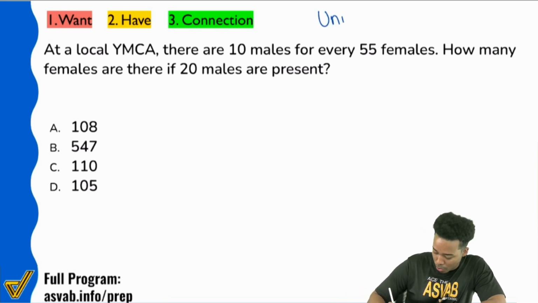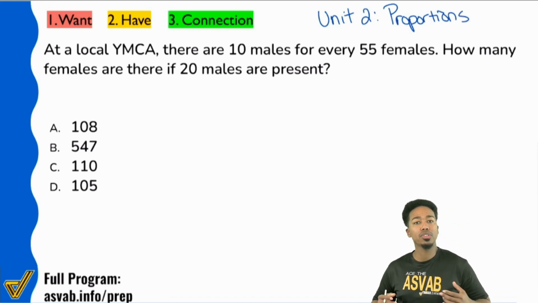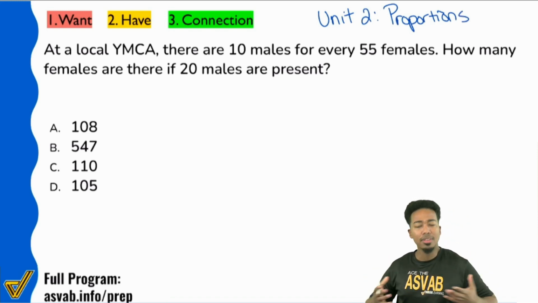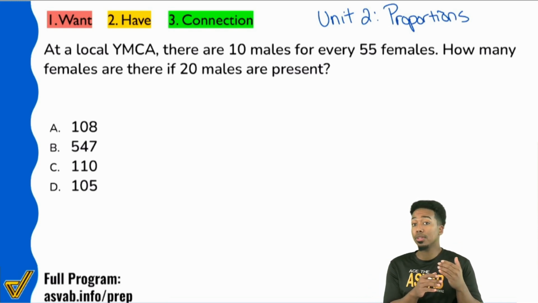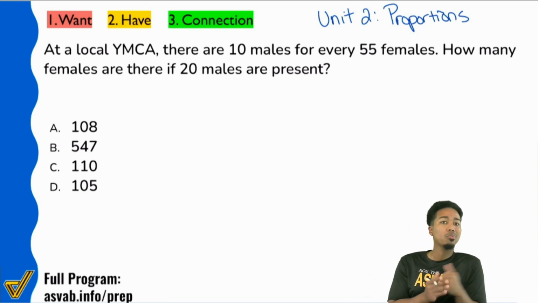This is Unit 2, proportions. Okay, so let's go ahead and go through this. Let's understand and really just navigate how to do this the straightforward way, but also understand how to do this. If there's a shortcut to it, how can we do that?